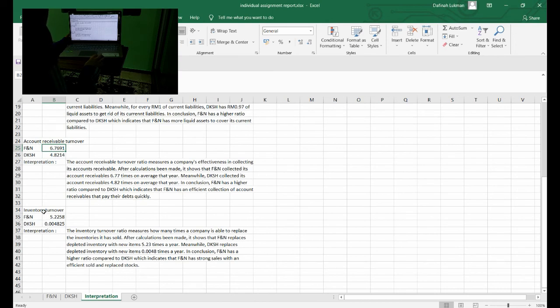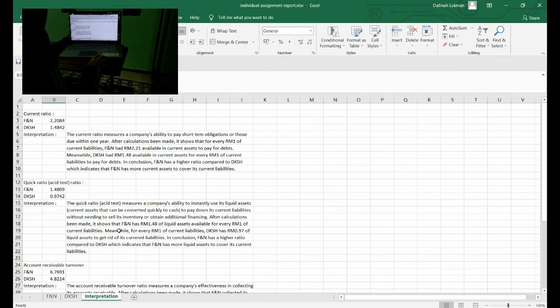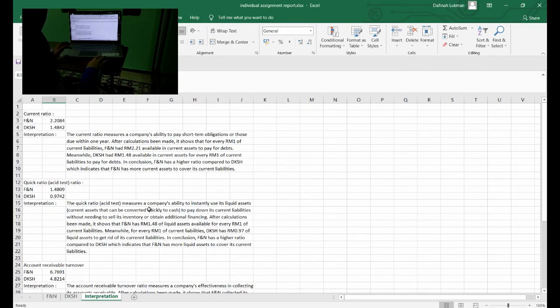And lastly will be the inventory turnover, which measures how many times a company is able to replace the inventories it has sold. After calculations, it shows that FNN replaces depleted inventory with new items 5.23 times a year. Meanwhile, DKSH replaces depleted inventory with new items 0.0048 times a year. In conclusion, FNN has a higher ratio compared to DKSH, which indicates that FNN has strong sales with efficiently sold and replaced stocks. In this analysis, we can see that FNN has a higher ratio in liquidity compared to DKSH. That's all from me.